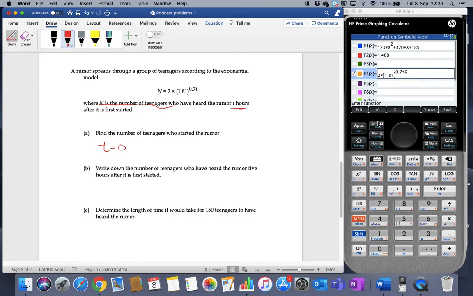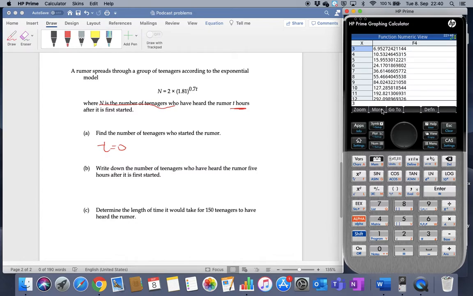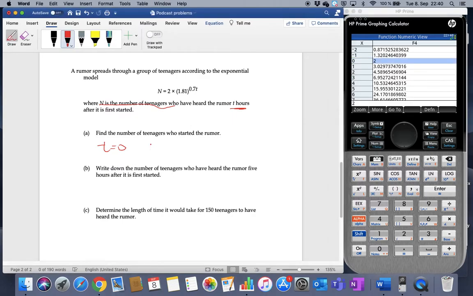And I can find that on my table. So I'm going to go to my table, and as you can see right here, these are the different x values, and this right here is F4. So it's showing me where F4 is, and again, when x was 0, there were actually 2 teenagers who had started the rumor.